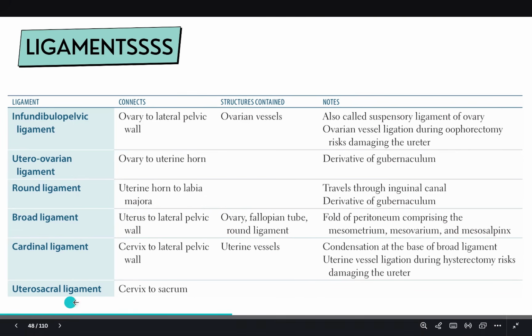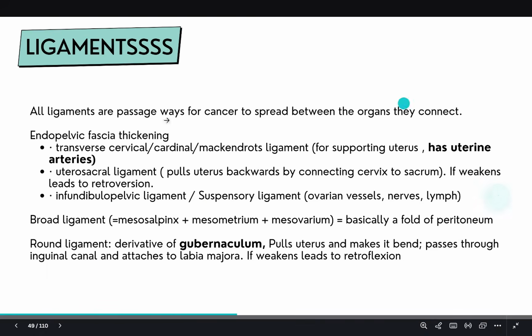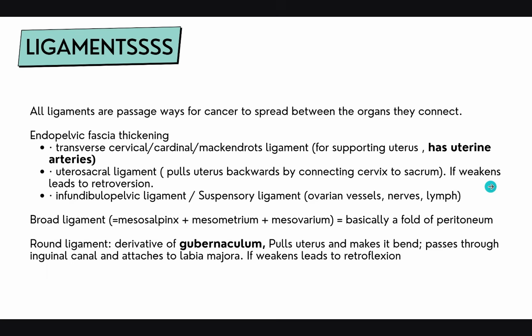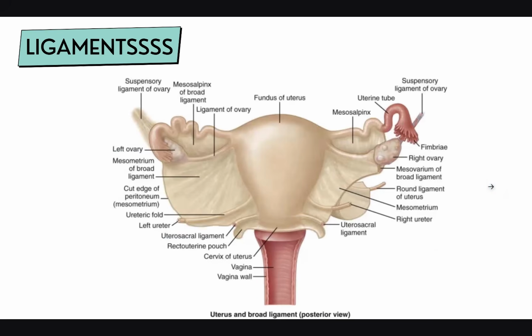And then we have the uterosacral ligament, which connects the cervix to the sacrum. Again, if there's a problem with this, it leads to retroversion. All right. Okay, whatever I said is also written over here. Now, you can use this slide again to just revise all of the ligaments that I mentioned on your own, just like an active recall.